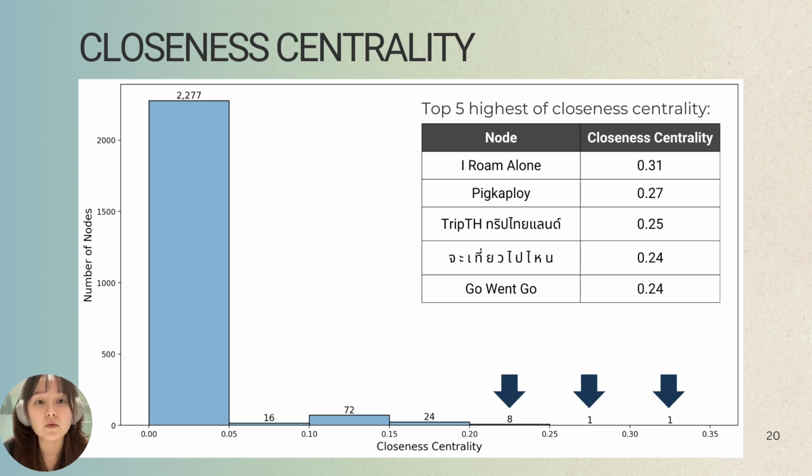So these nodes are much closer to all other nodes in the network. It makes them efficient at spreading information across the community because they can quickly connect with a large number of nodes across the network.